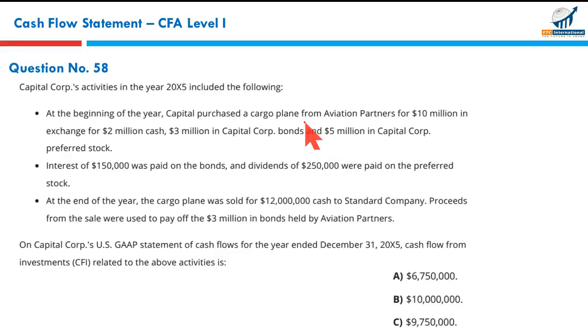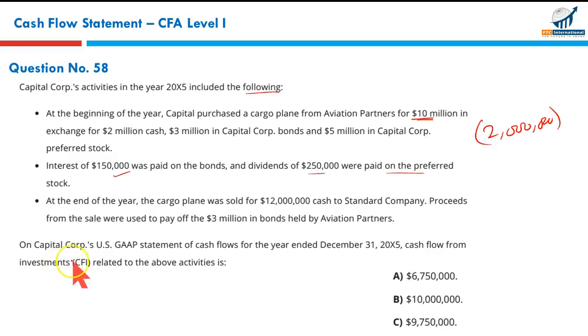Next, a good question indeed. Capital Corp's activities in the year 2005 included the following. At the beginning of the year, Capital purchased a cargo plane for aviation partners for 10 million in exchange for 2 million cash. So on acquisition of this plane, we had to pay 10 million, but the 10 million was paid partly out of cash, partly in the form of stock, and partly in the form of preferred stock. So the cash amount that has been paid to acquire the asset is $2 million. Okay. Interest paid 150 on bonds. Dividends 250 were paid on the preferred stock. Of course, it's a financing outflow.